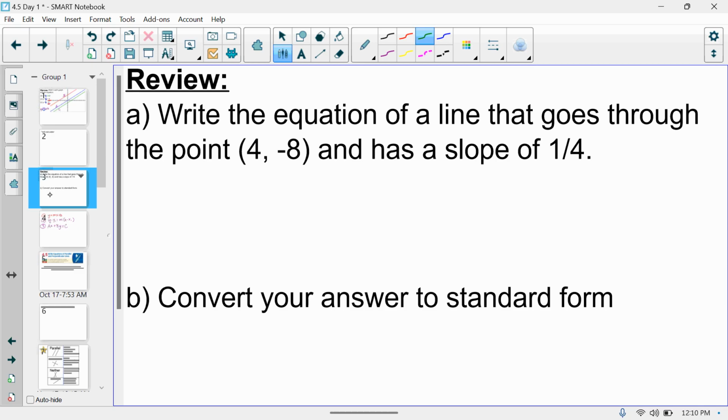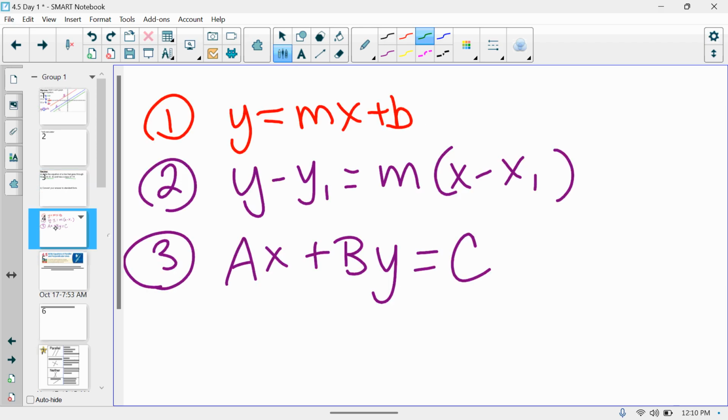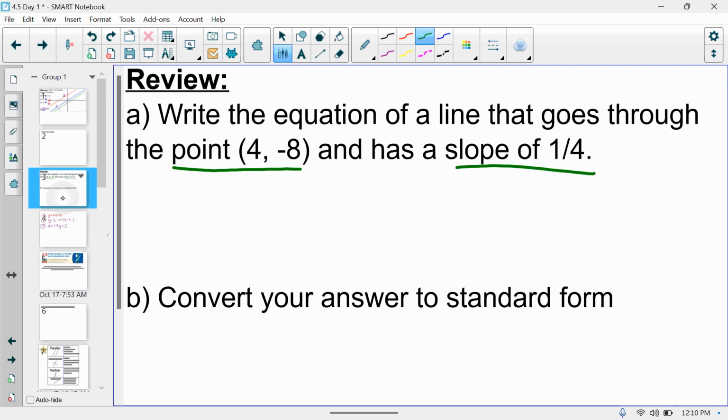It says, write the equation of a line that goes through the point 4, -8 and has a slope of 1/4. So if that's the information that's given to us, which one of these formulas should we use? I want you to vote for me. Hold up fingers for me. Which formula would we use? I'll leave the formulas over there on the whiteboard.